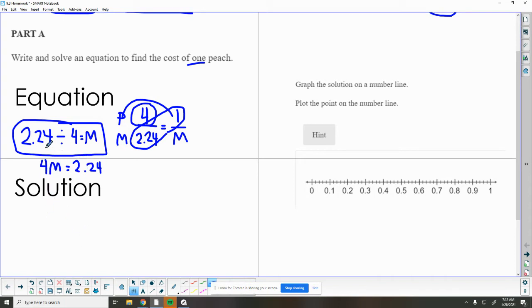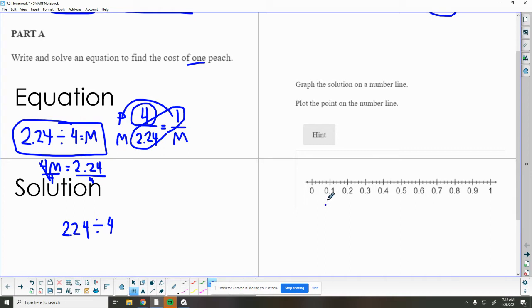To solve this, we can either do 224 divided by 4, or we can do the opposite, times 4, so we can divide by 4 on both sides. Either way, we need to do $2.24 divided by 4. Once you have that, then we're going to graph that.